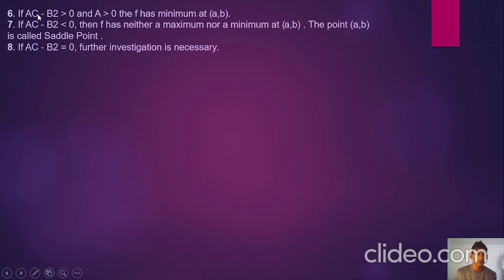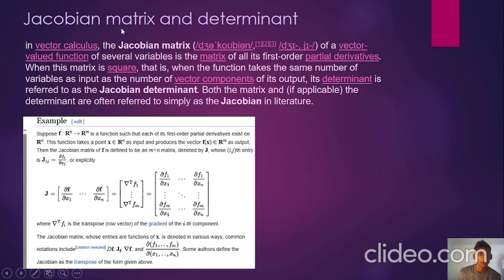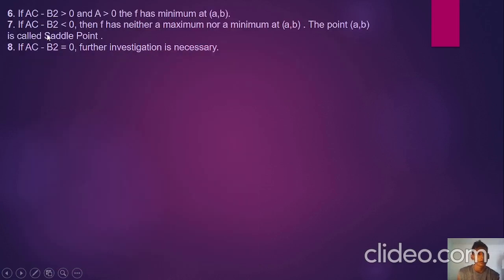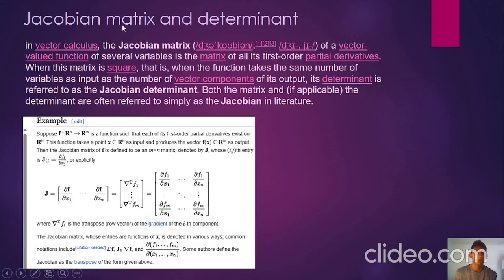Next, Jacobian matrix and determinants. In vector calculus, the Jacobian matrix of a vector-valued function of several variables is a matrix of all first-order partial derivatives.